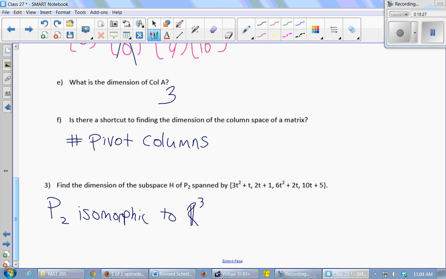Right, but this set is not supposed to span P2. It's a spanning set of some subspace of P2. Okay, so this is not going to help me. Sorry. So this set spans some part of P2. Take linear combinations of these guys, you get things that are in P2, but maybe not everything in P2. So if this is a spanning set, how do I bring it down to a basis?